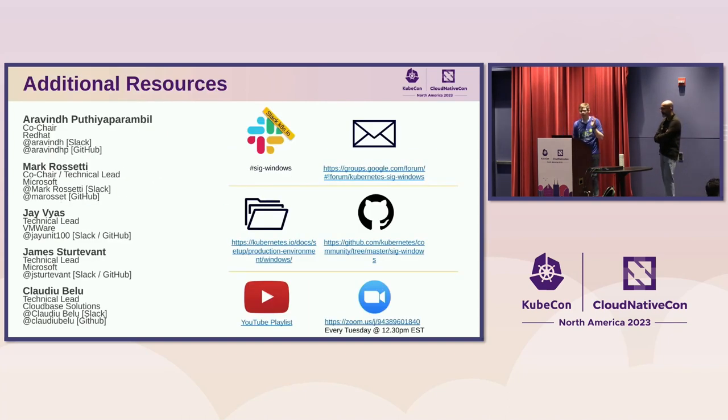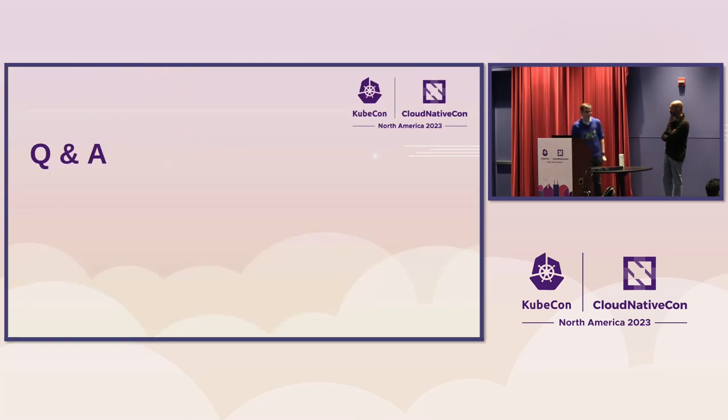Lastly, here's more information on the SIG. This is more for reference if you're downloading the slides. We've got a Slack channel in the Kubernetes Slack. We've got a mailing list. We've got a YouTube playlist with all of the community meetings, links to some of the various SIG-Windows meetings, the teams, and the contact information for all of the leads on Slack and on GitHub. So now we'll leave some time for Q&A if anybody has any questions.